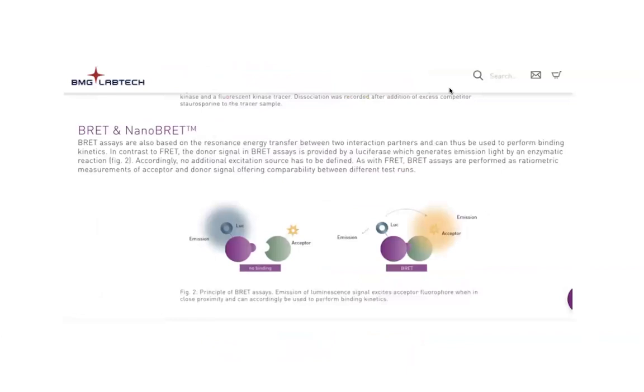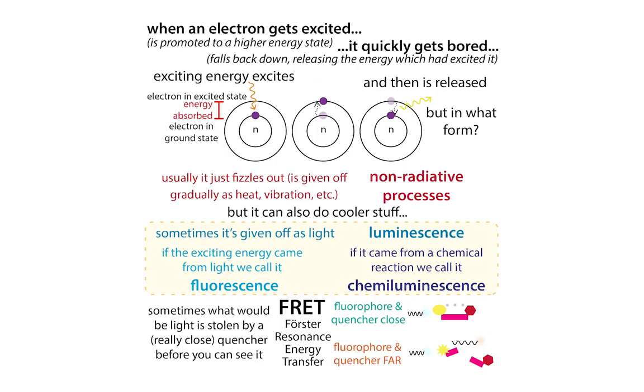There's something similar called BRET. It's based on a chemical luminescence reaction. Luminescence is just the giving off of light. If the excitation that gives way to that light is from light, then we call it fluorescence. But if it's from some other reaction, we can just refer to it as luminescence. And if it comes from a biological reaction, we often call it bioluminescence.